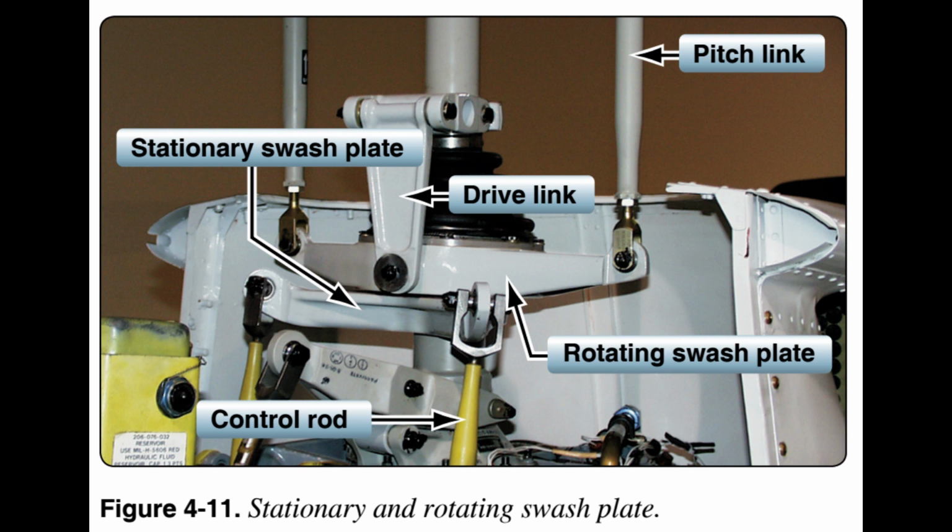The stationary swash plate is mounted around the main rotor mast and connected to the cyclic and collective controls by a series of pushrods. It is restrained from rotating by an anti-drive link but can tilt in all directions and move vertically. The rotating swash plate is mounted to the stationary swash plate by means of a uniball sleeve. It is connected to the mast by drive links and must rotate in constant relationship with the main rotor mast. Both swash plates tilt and slide up and down as one unit. The rotating swash plate is connected to the pitch horns by the pitch links.